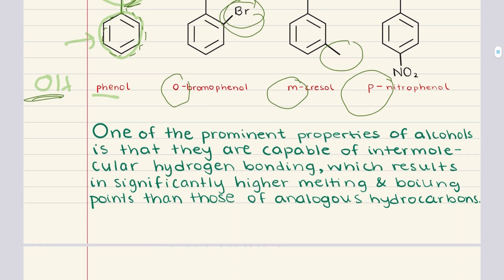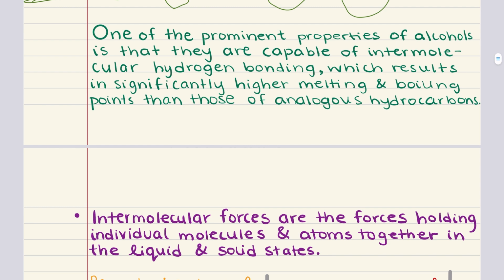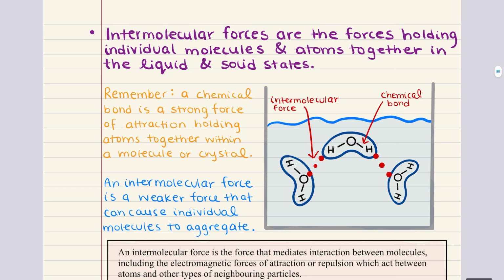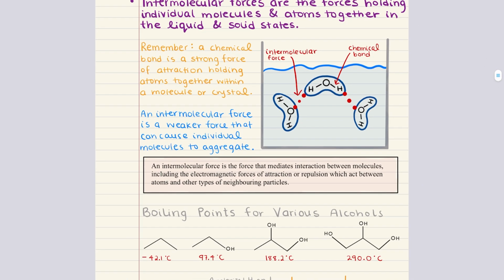Now, one of the key properties that make alcohols unique is their ability to form intermolecular hydrogen bonds. This interaction occurs because the hydroxyl group contains a highly electronegative oxygen atom, which creates a partial negative charge on oxygen and a partial positive charge on the hydrogen it is bonded to. As a result, the hydrogen of one alcohol molecule is attracted to the oxygen of another, forming a hydrogen bond.